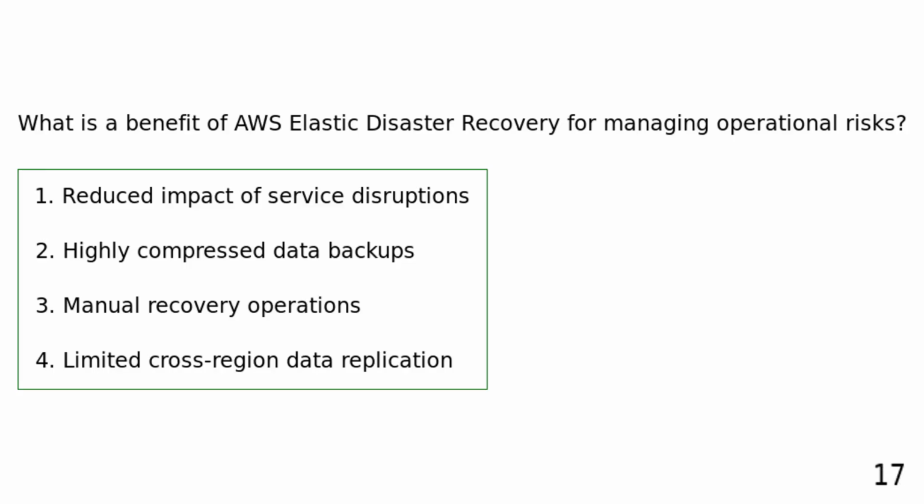What is a benefit of AWS Elastic Disaster Recovery for managing operational risks? Reduced impact of service disruptions. Highly compressed data backups. Manual recovery operations. Limited cross-region data replication.